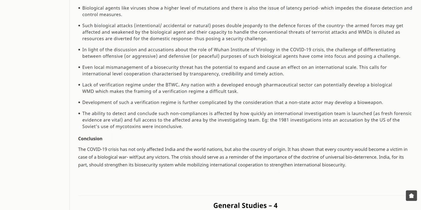The COVID 19 crisis has not only affected India and the world nations but also the country of origin. It has shown that every country could become a victim in case of biological war without any victors. The crisis should serve as a reminder of the importance of the doctrine of universal biodeterrence. India, for its part, should strengthen its biosecurity system while mobilizing international cooperation to strengthen the international biosecurity.